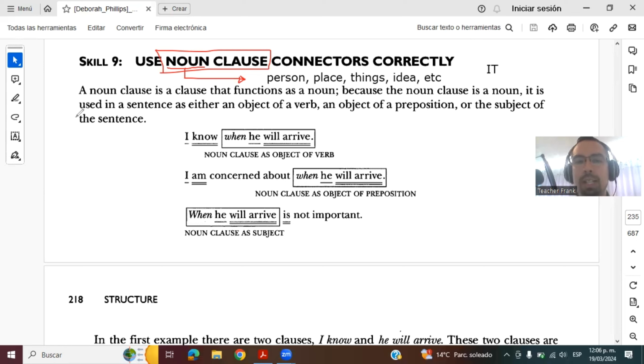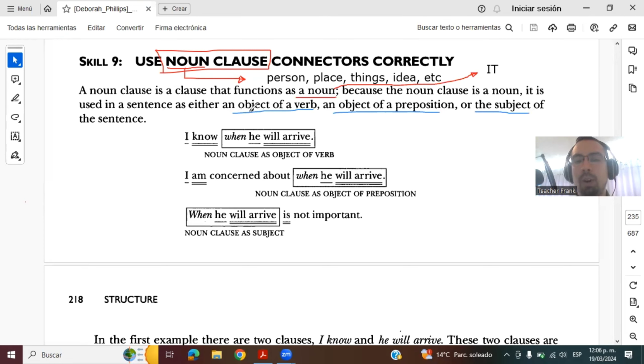Okay, so it says a noun clause is a clause that functions as a noun, right? So it functions as a noun because it can be summarized into this word, it, right? We have to keep this in mind, because the noun clause is a noun. It is used in a sentence either as an object of a verb, an object of a preposition, or the subject of a sentence, right? Okay, and we're going to look at examples here.